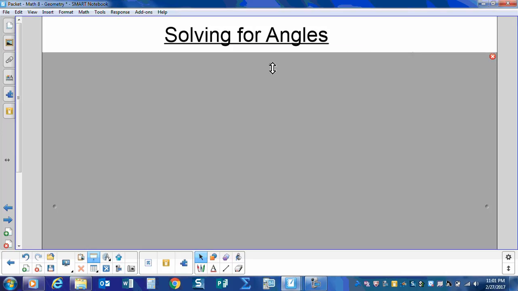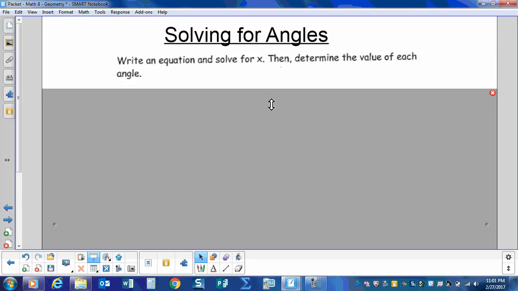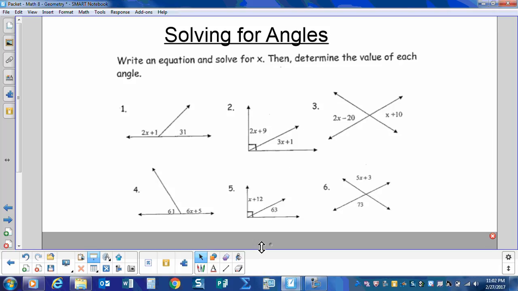Today we'll be solving for angles. We'll be given an angle with the measures marked with an algebraic expression or a number, and we need to write an equation and solve for x. Once we solve for x, we're going to substitute it back in and then determine the value of each angle. So we're going to be combining our knowledge of geometry with algebra.